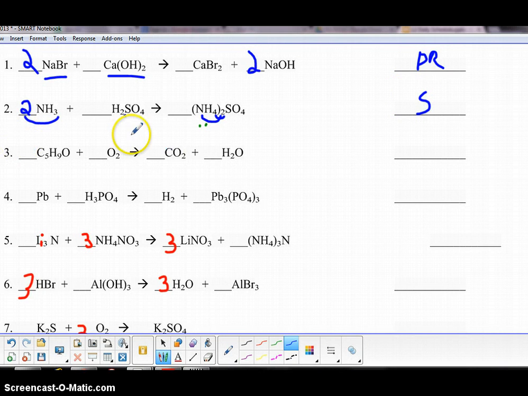Now, number 3, notice I didn't balance number 3 because it's not an easy one, and hopefully you're using a pencil because you're going to need that eraser. So I'm going to start off here. I have 5 carbons, 1 carbon. I'll put a 5 here. I have 9 hydrogens. I have 2 hydrogens. I'm going to put a 4.5 here.